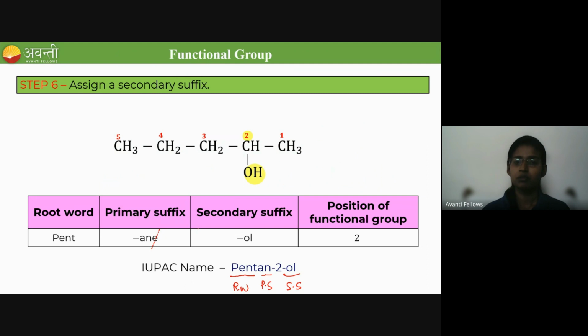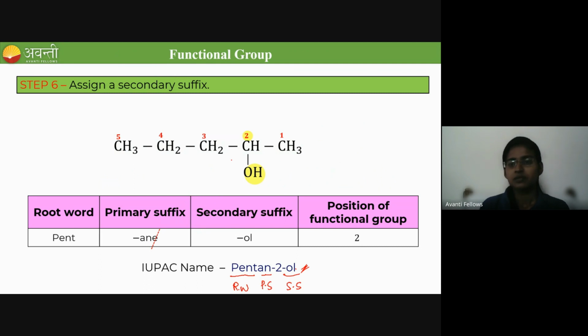This compound doesn't have a primary prefix or secondary prefix because we don't have any alkyl groups or other things attached. We have only the functional group. Got it? So the main functional group has to go as a secondary suffix, right? So we are putting it accordingly. 2-pentanol is also a correct answer, but the number 2 should be written before the functional group suffix. So that is the more appropriate answer for the compound. Okay, all of you have done a great job.